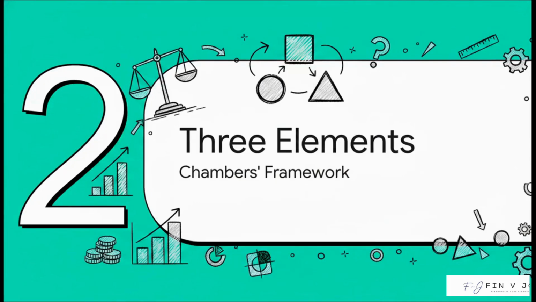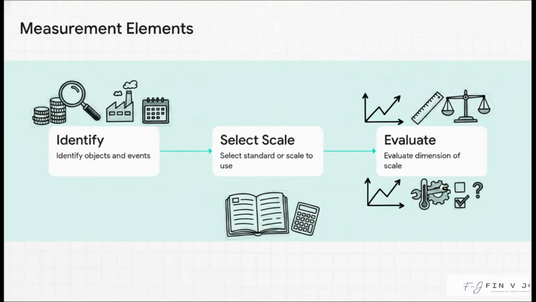Let's break Chambers' definition down into a framework we can actually use. So according to the theory, any measurement discipline relies on 3 exact steps. Number 1, the identification of objects and events you want to measure. Number 2, the selection of a standard or scale to use. And number 3, the evaluation of the dimension of that scale. These are the exact step-by-step things an accountant has to figure out before recording a single transaction in a ledger. They have to know what they're measuring, what the ruler is, and crucially, whether that ruler is actually accurate.